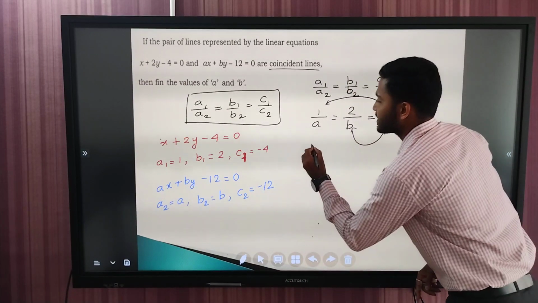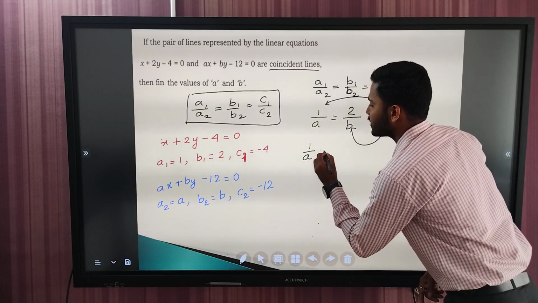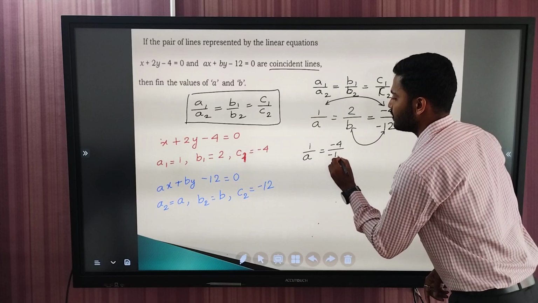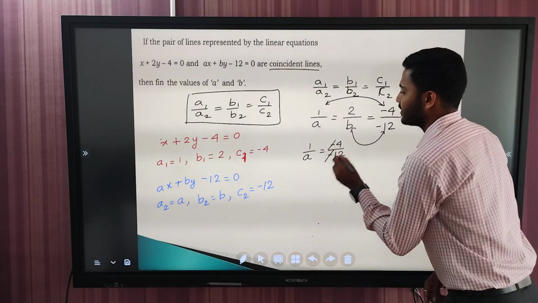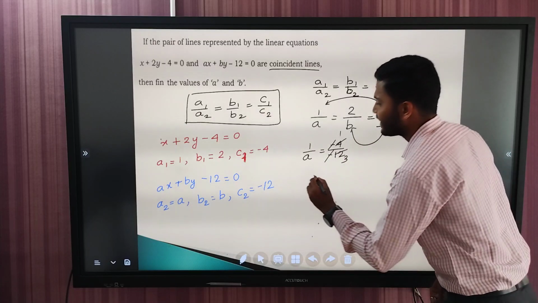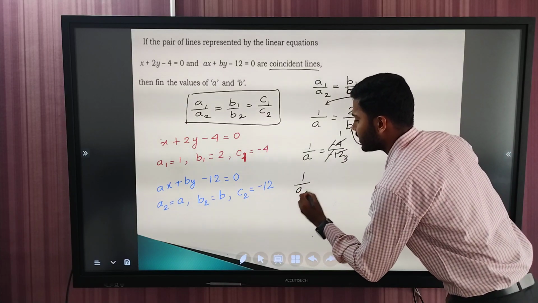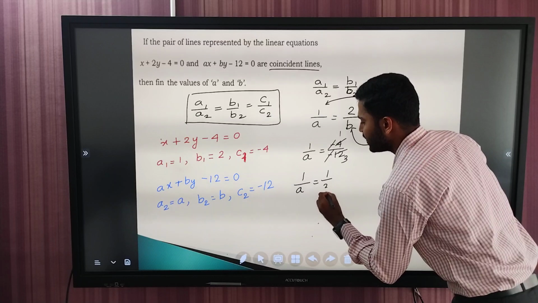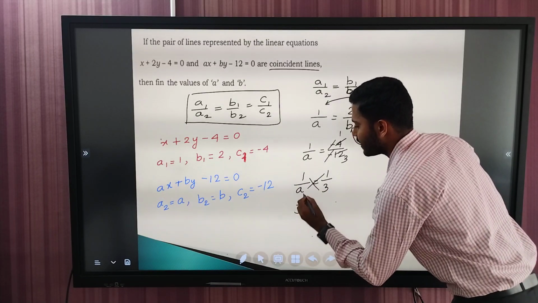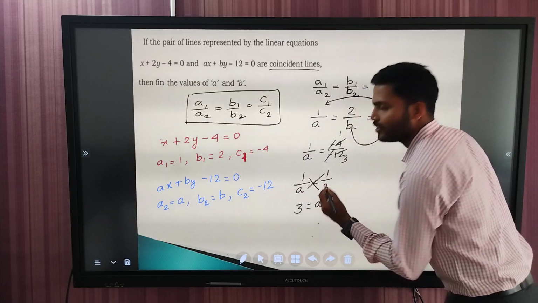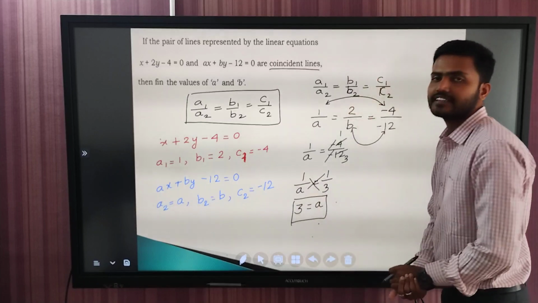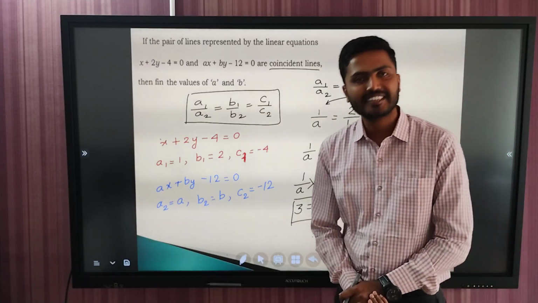Yes, 1 upon a is equal to minus 4 upon minus 12. Correct? So minus minus cancels. 4 ones are 4, 4 threes are 12. So 1 upon a is equal to 1 upon 3. So cross multiply. 1 into 3 is 3, a into 1 is a, so the value of a is going to be 3. So we got it as 3.